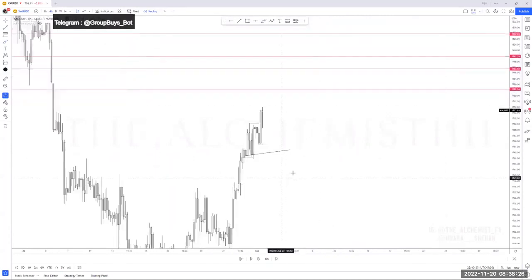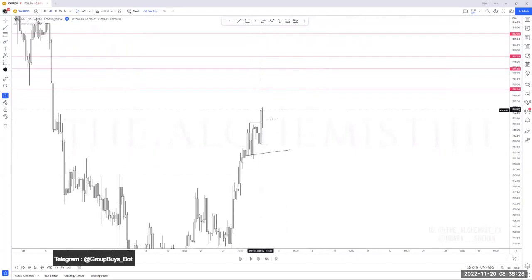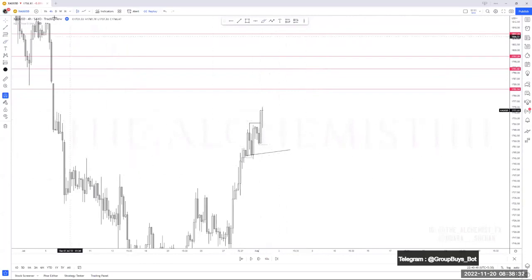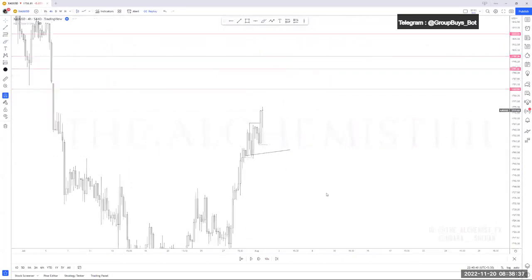So let's wait. Don't care about the sells. Do not worry about how to trade the pullbacks. Do not care about that. If it gets into these areas, we're buying it. That's the only thing we do. So let's wait. Let's see.